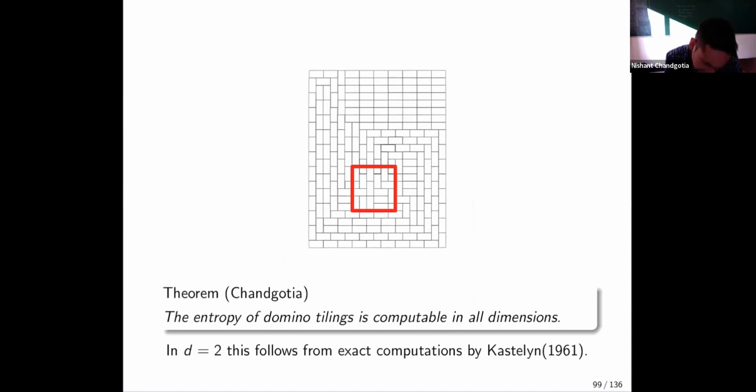So the entropy of domino tilings is computable in all dimensions. Its periodic points are dense. They are very nicely behaved. In d equal to 2, this followed from exact computations by Kasteleyn. He actually found a formula for these things. In higher dimensions, you have to find softer ways of approaching this problem.